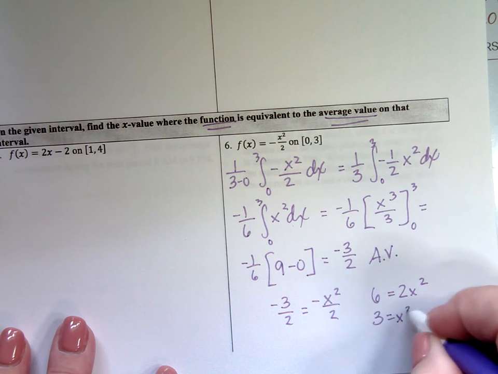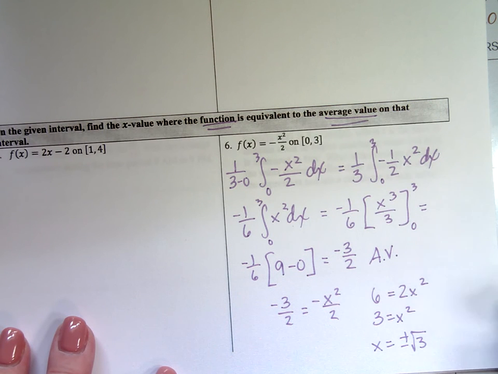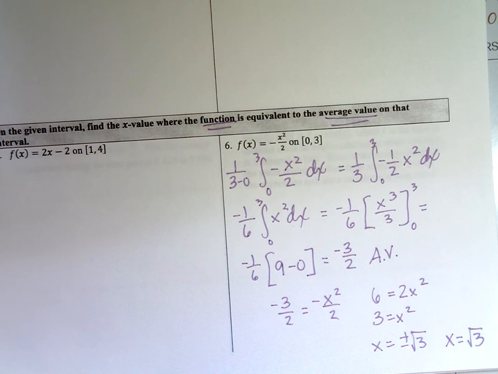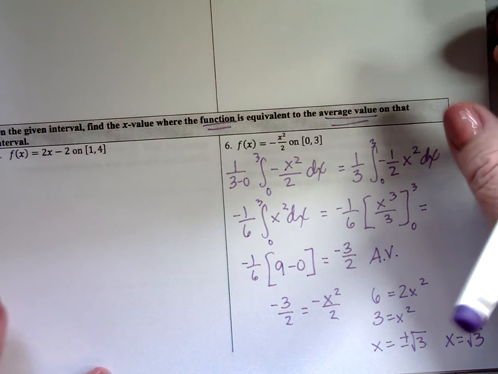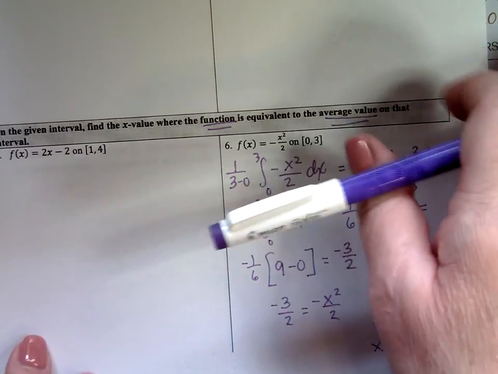Take the square root. Technically it's plus or minus the square root of 3, but you have an interval, and the interval is only between 0 and 3, so you know it has to be the positive one only, and that's your answer. Done. Okay? That's when it equals the function. Now I'm making a big deal out of that because one of the questions we're going to come up to in just a second is similar, but you've got to set it equal to something else. All right, that was number 6.